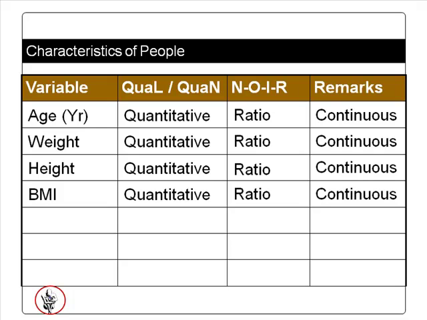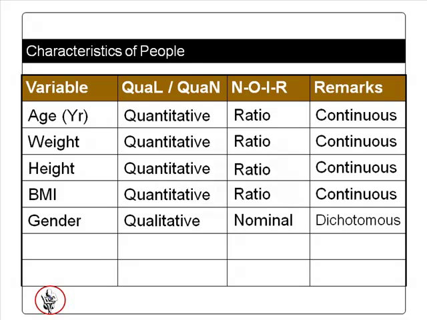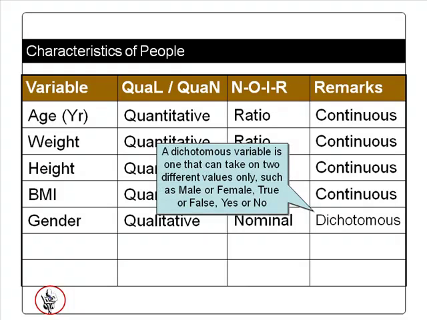Any variable that has only 2 possible values is called a dichotomous variable. Gender, which can take on the value male or female, is an example of a dichotomous variable. Another example of a dichotomous variable is allergy to drug. It can take on the value yes or no.